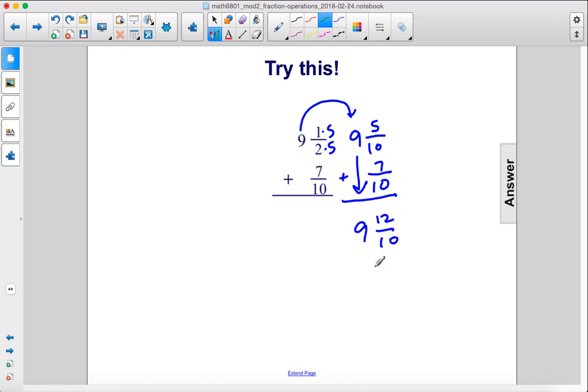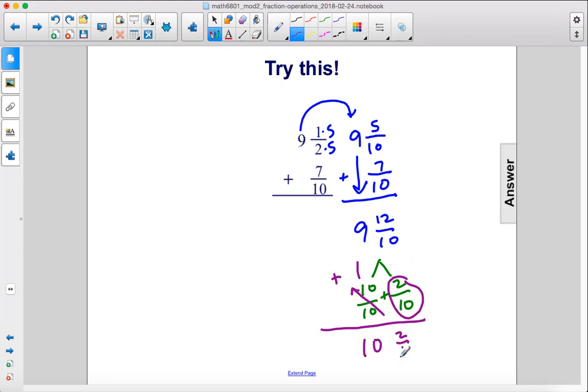This 12 can be broken up into two pieces: 10/10 plus 2/10. So this 10/10 simplifies to 1, and we're left with 2/10. So when we add 9 plus 1, we get 10, and then we're left with just this 2/10. So this would be our answer, except 2/10 can be simplified further. So if you divide 2 by 2 and 10 by 2, you get 10 and 1/5. And that is our answer.